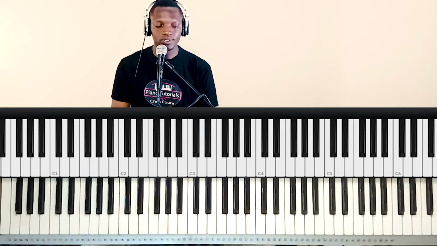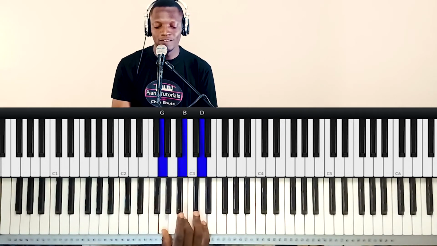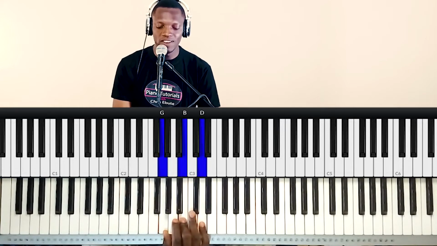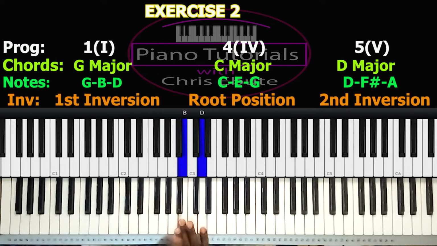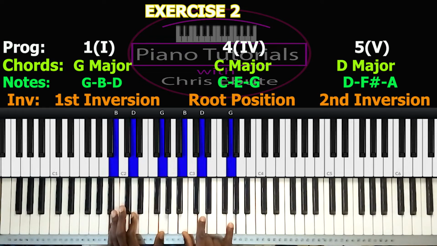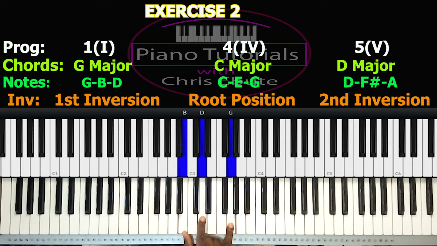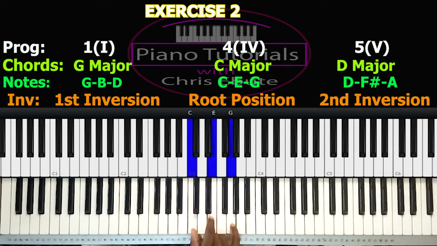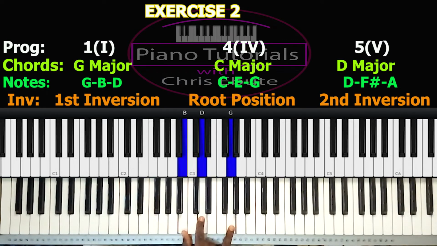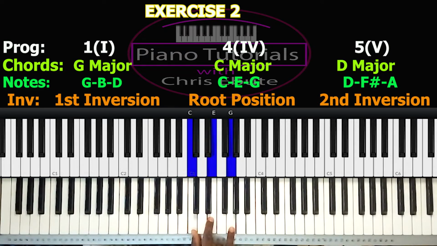So that's that. Now the second exercise, the 1 chord, I've used the root position. So right now I'm going to use the first inversion. That means taking this root to the top. So I'm going to play the chord like this. Then the 4 chord, I'll use a root position. I've arranged the inversions in such a way that you will not need to move too much distance when you are changing chords.